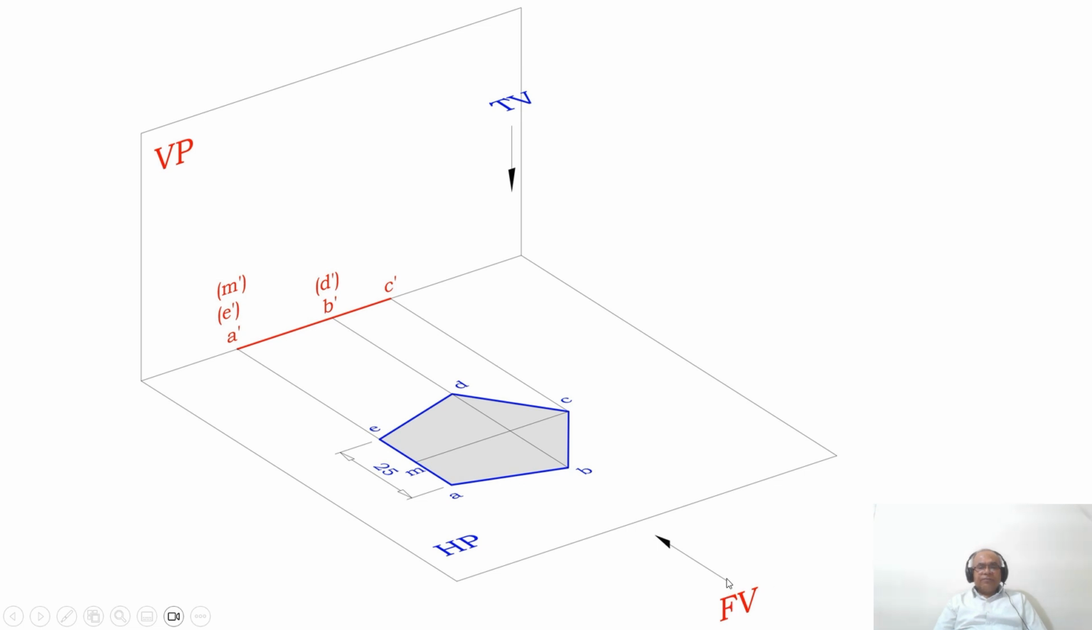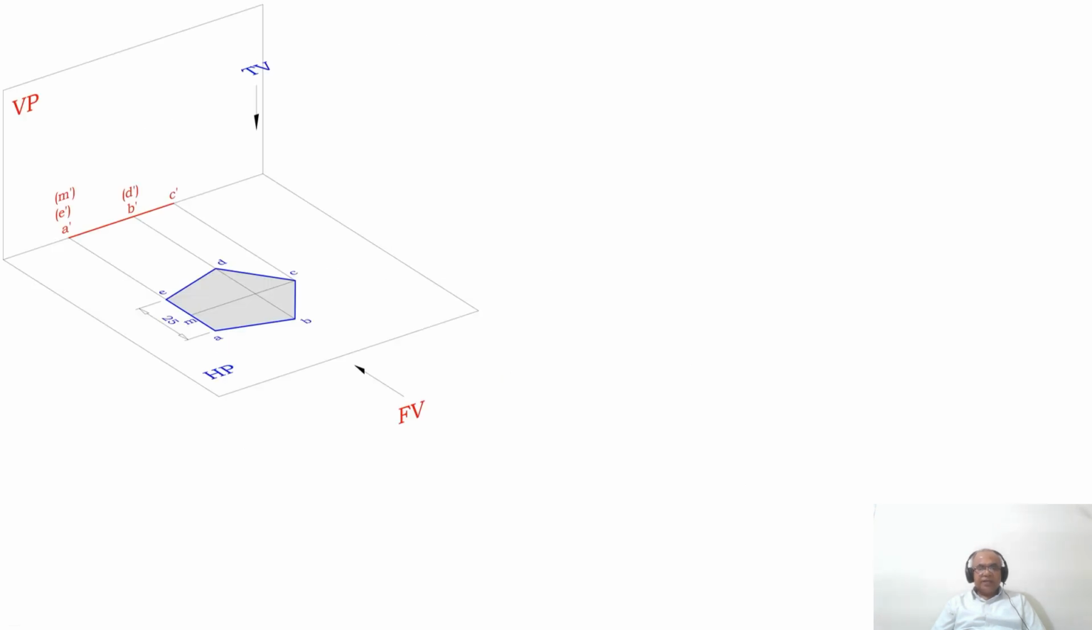As you look from the front view, ABC is near to the observer, so A dash, B dash, C dash is visible, and D and E are away from the observer, so D dash is in bracket, E dash is in bracket, and of course M is also on the edge between A and E, so that M dash also becomes invisible.